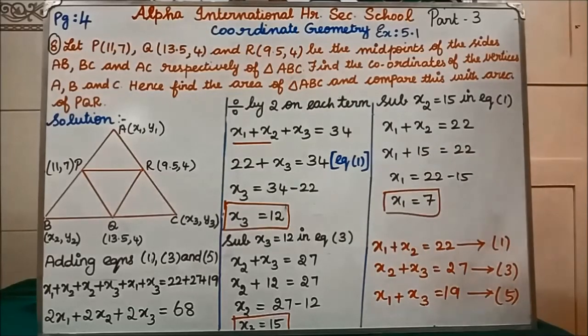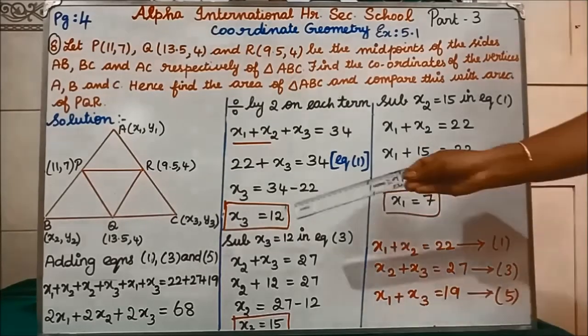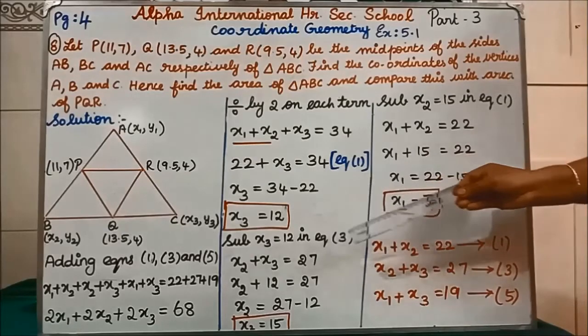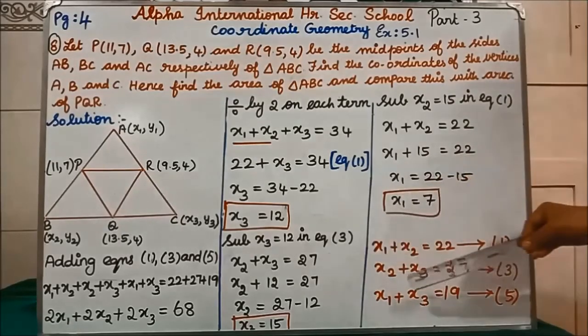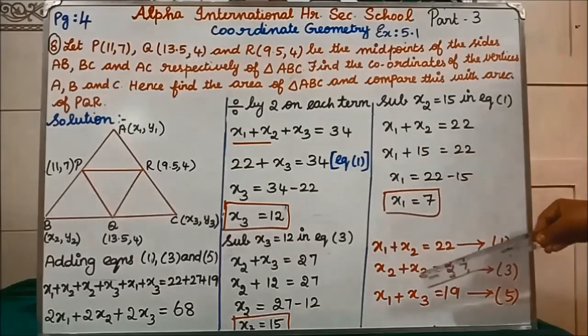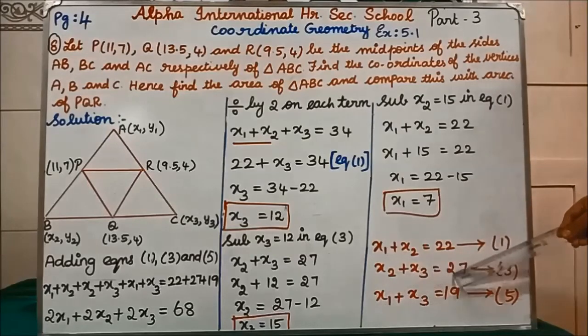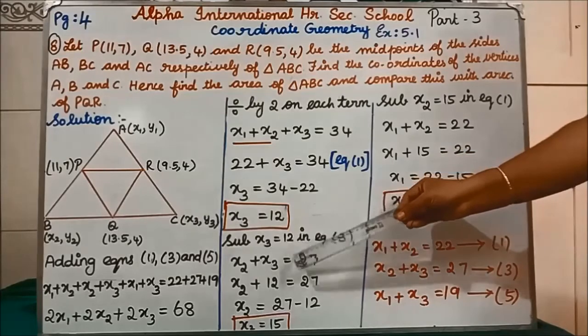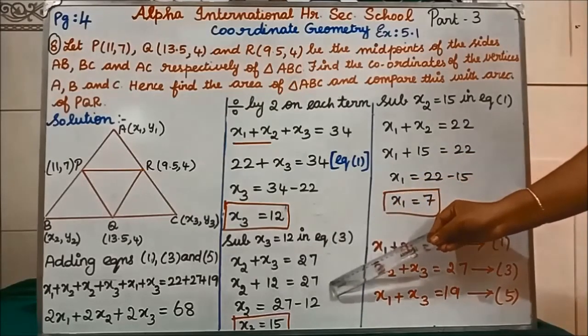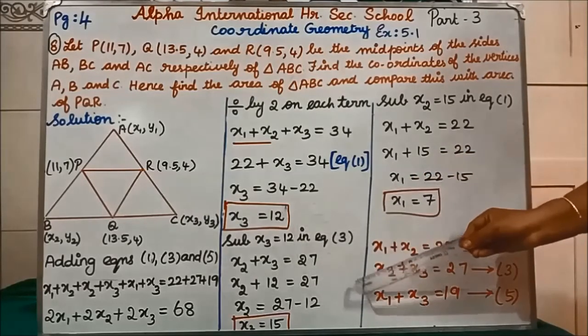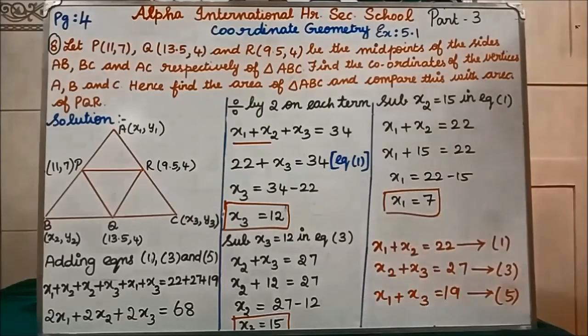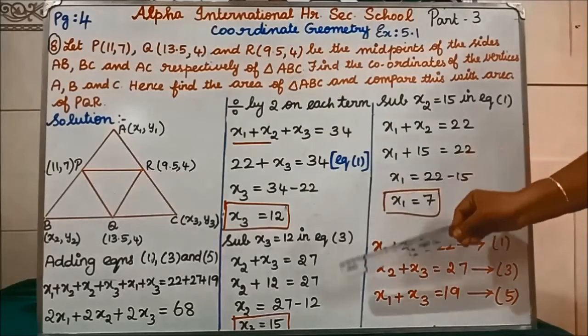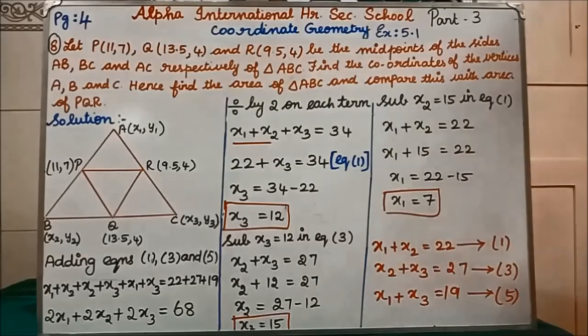Now with this we can find another value. What is that? Substitute x3 equal to 12 in equation 3. What is our equation 3? This is our equation 3: x2 plus x3 equal to 27. Isn't it? x2 plus x3, value 12, equal to 27. The next step, you bring this 12 this side. 27 minus 12, x2 equal to 15. Now we have got x3 value, x2 value. Still one more value we have to get, isn't it? What is that?